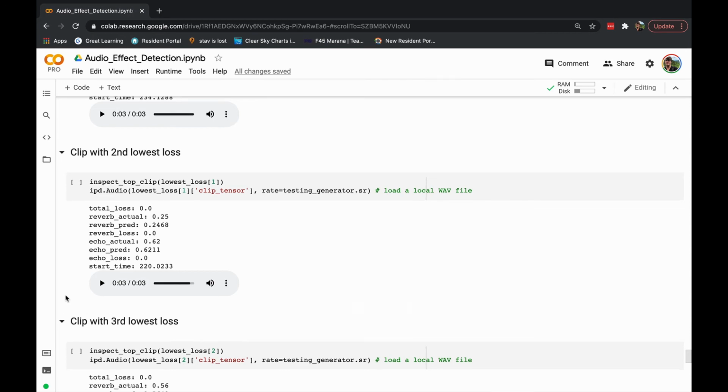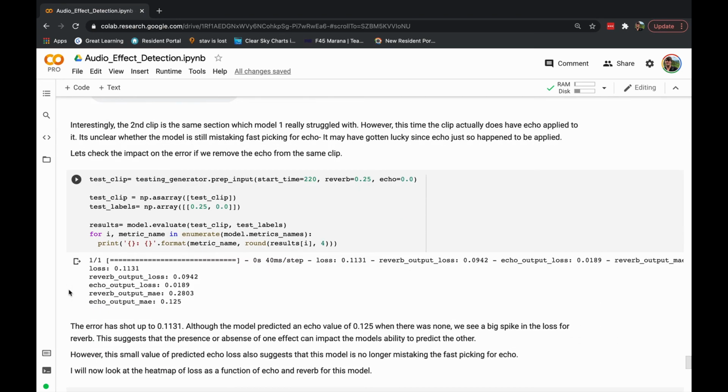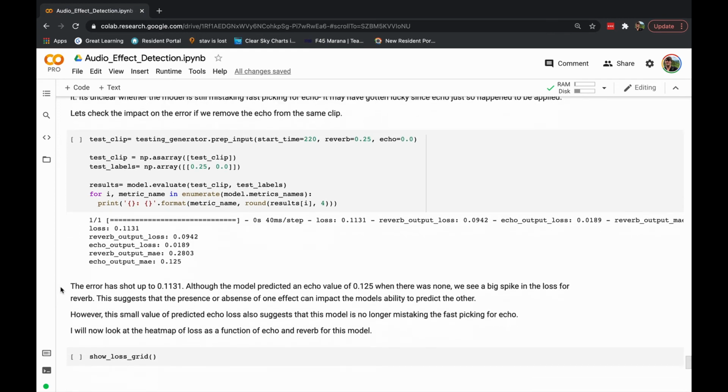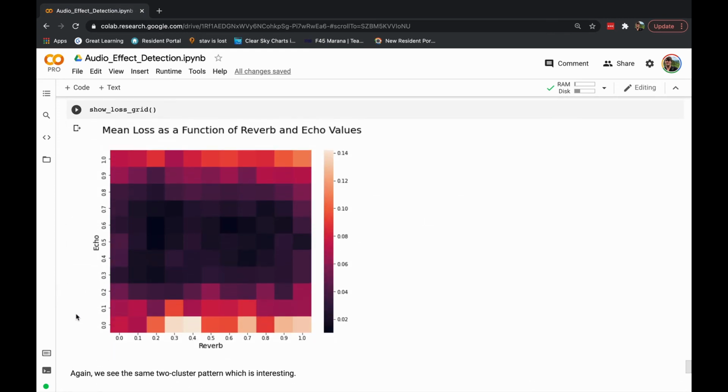This clip is the same fast picking section for which Model 1 really struggled. A quick test of setting echo to 0 suggested that this model is no longer mistaking the fast picking for echo. When looking at the average loss versus parameter values, we see the same two-cluster pattern, which continues to baffle me.